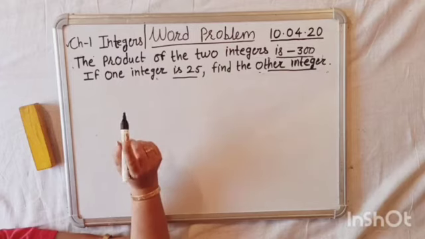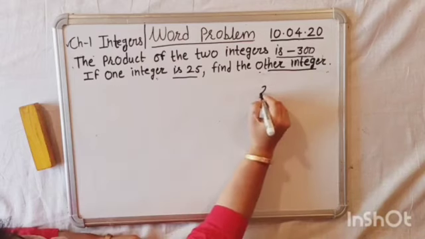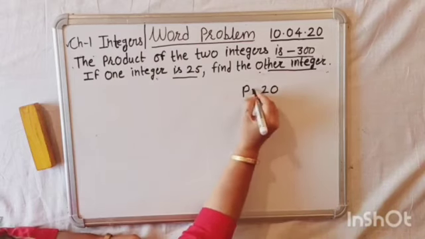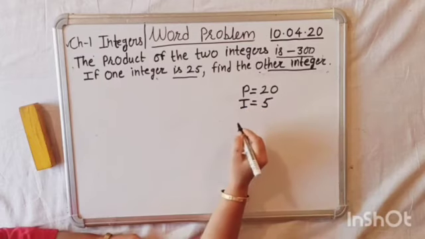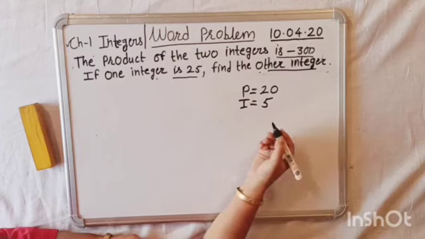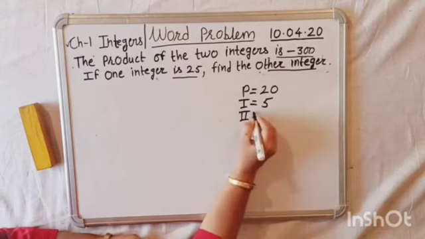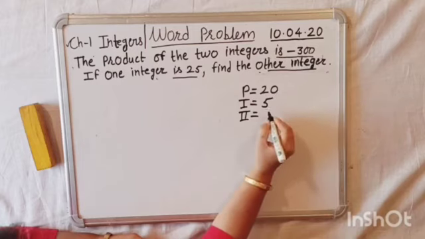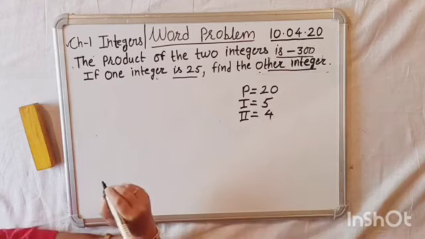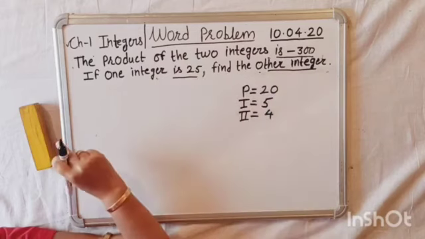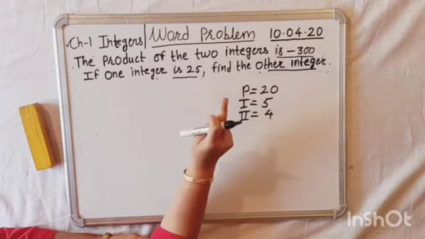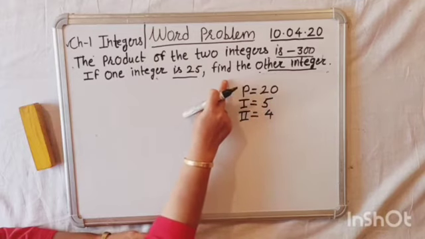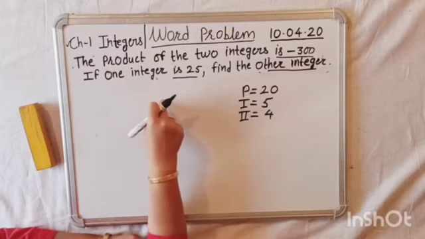For example, the product of any two numbers is 20 and one number is 5. Then how will you find the other number, means the second number? You just divide it. That will be 4. Same in this question, the product of two integers is given. So for finding the other integer, you have to just divide.